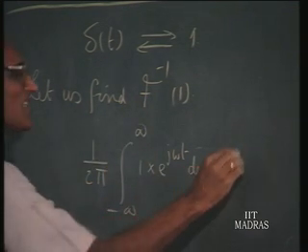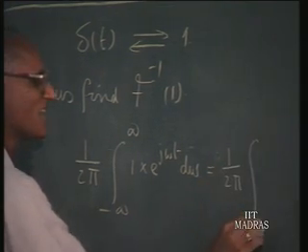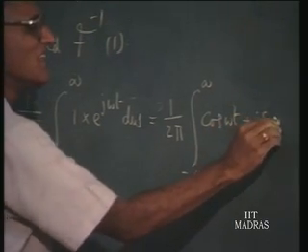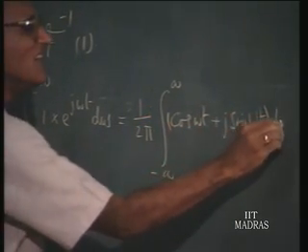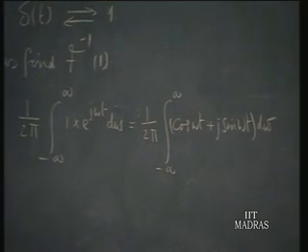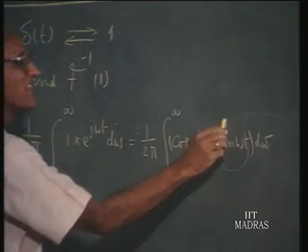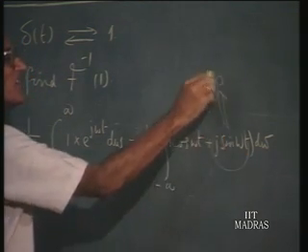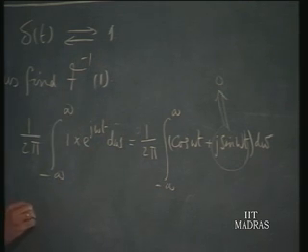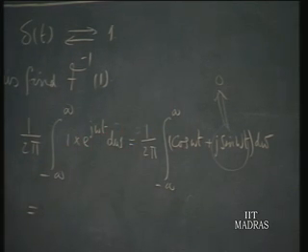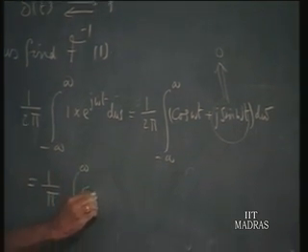So in any case, let us see what this really means. Minus infinity to plus infinity of cos omega t plus j sin omega t d omega. And once again, sin omega t is an odd function of omega, and we are integrating between symmetrical limits. So we know the contribution from this goes to 0. So we can write this as 1 over 2 pi minus infinity to plus infinity cos omega t d omega. And once again, since cos omega t is an even function of omega, we can write this as 1 over pi and take the limit from 0 to infinity of cos omega t d omega.